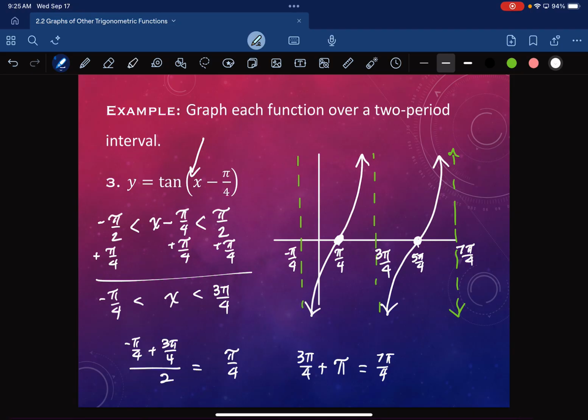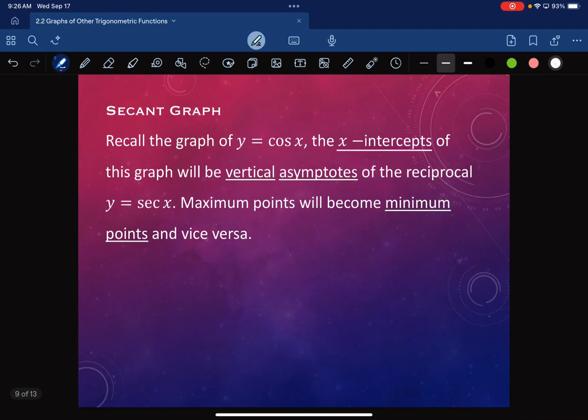Secant and cosecant, right? The issue with secant and cosecant is that you're not going to get a whole lot of details because you actually already have them all. So recall that the graph of cosine, y equals cosine x, has x-intercepts that will end up being vertical asymptotes of the reciprocal graph y equals secant x. Remember that secant and cosecant are reciprocals, so the maximum points will become minimum points and vice versa.